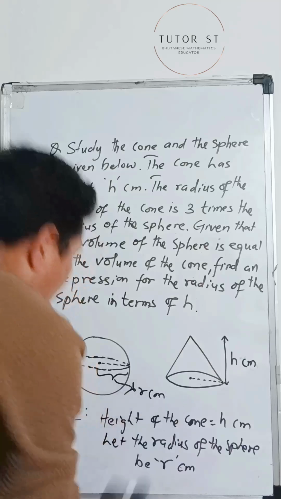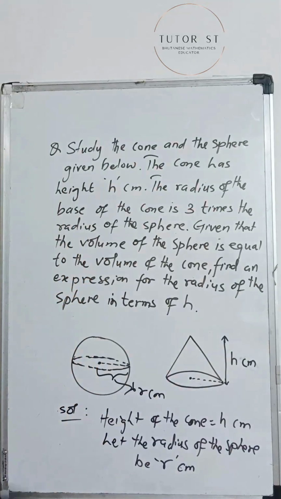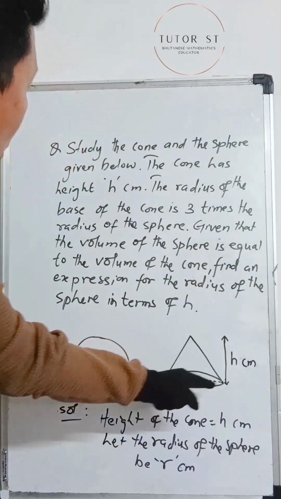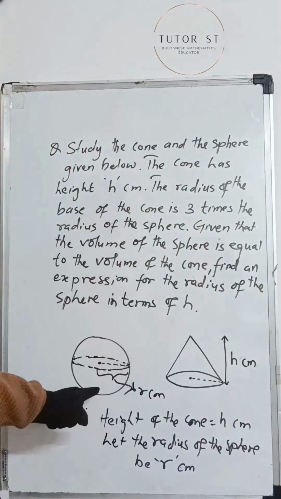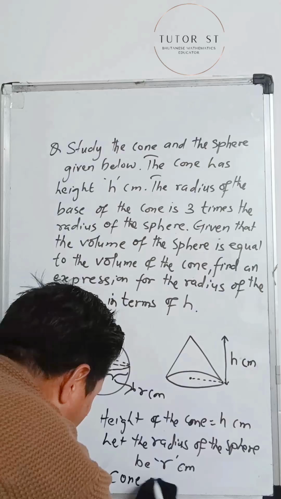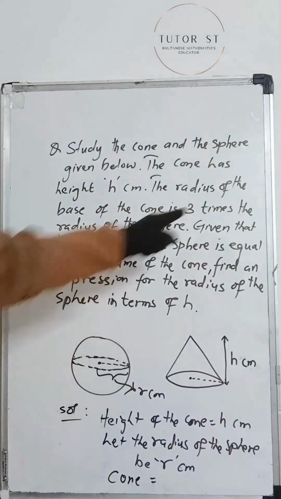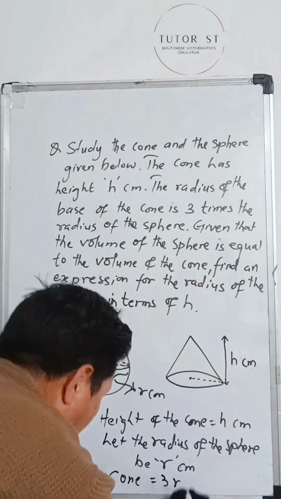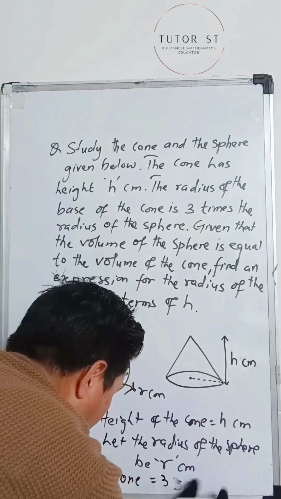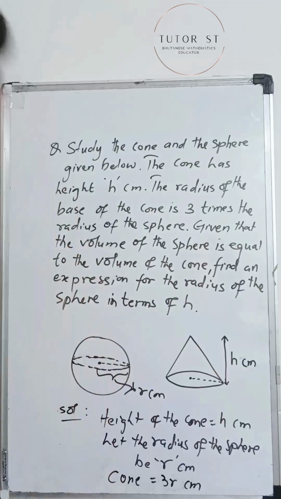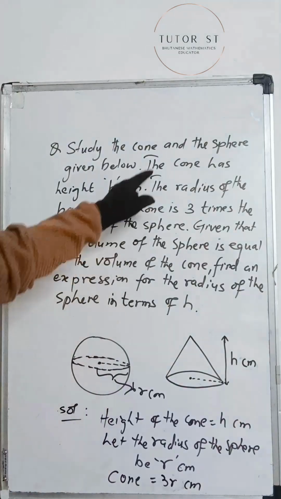If the radius of the sphere is r centimeter, then we can easily write the radius of the cone in terms of r. So the radius of the circular piece that we have is going to be 3 times the radius of the sphere. Therefore, radius of the cone is 3 times r, 3 times the radius of the sphere, which is 3r. Okay, let me write this r a little nicer, 3r centimeter.